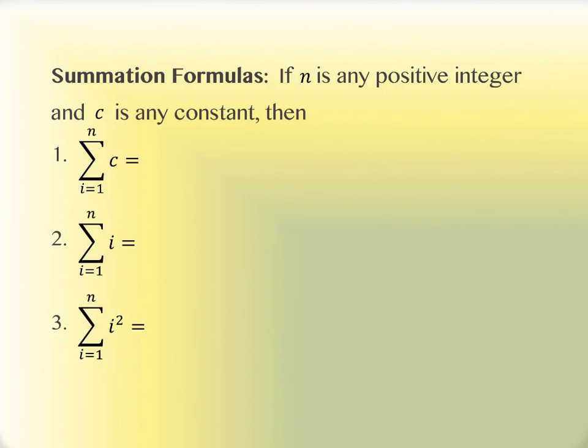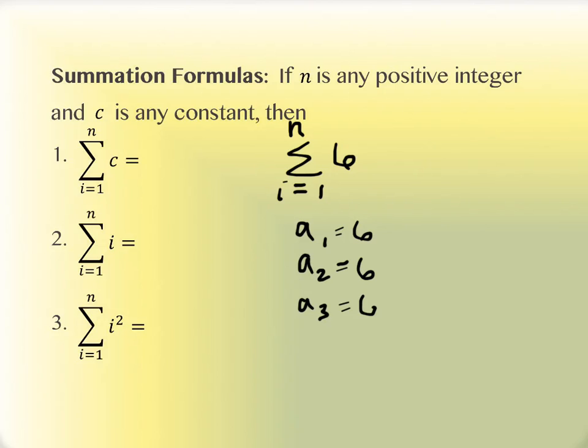All right, so here's the deal. The first one is just a constant, right? So let's pretend this is the number 6. C is 6. Let's say this is the sum from i equals 1 to n of 6. What would a1 be? 6, and a2 would be 6, and a3 would be 6, and we keep going all the way down.